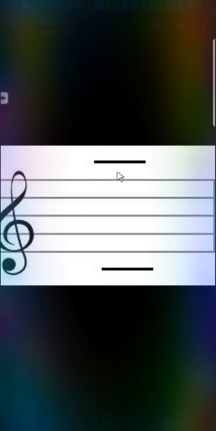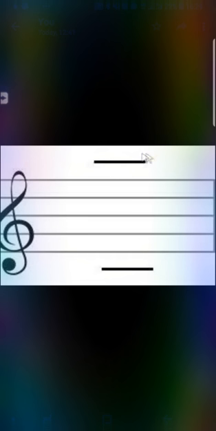Now we have to count the space in between the ledger line and this line. This space will be G, which is just the next thing after F. And then the ledger line will be A, which is the next thing after G. Remember that there is no H. We only use the letters up to G. So after G, we go back to A again. So that means the letter name for this ledger line above the treble stave is A. So any note that is written on the first ledger line above the treble stave will be A.